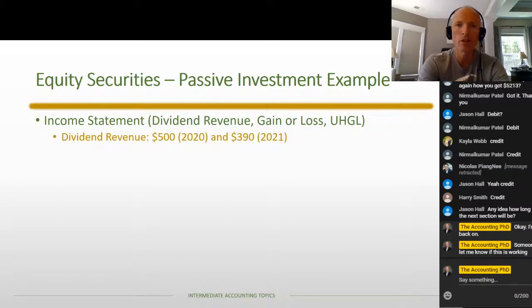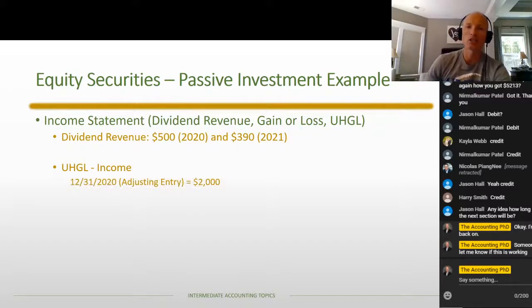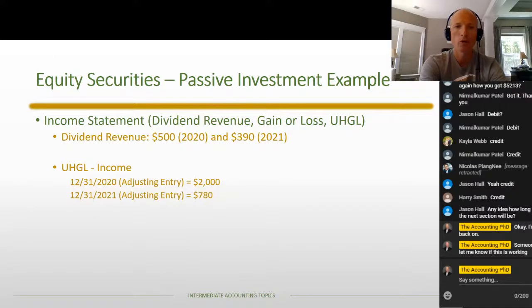So the dividend revenue, we just have those journal entries. It was $500 in 2020, and it was $390 in 2021. The unrealized holding gain or loss dash income account, again, it's the adjusting entry amount. It's the change in the account for the year. And so on 12/31/2020, the entry amount was $2,000. And on 12/31/2021, the entry amount was $780.